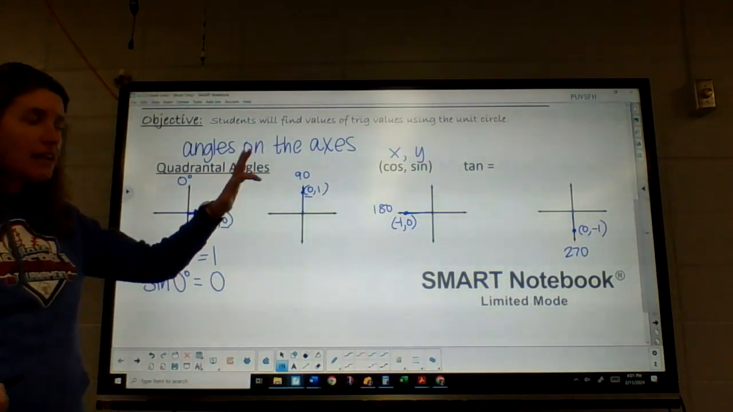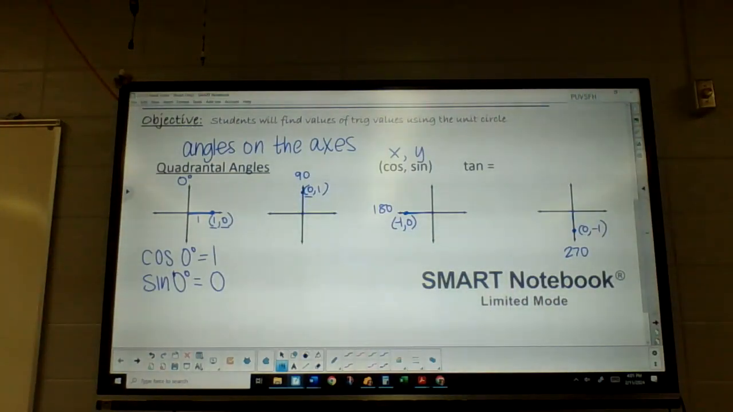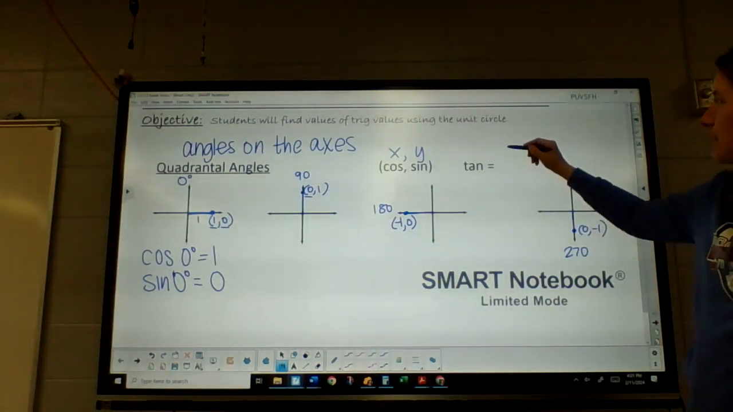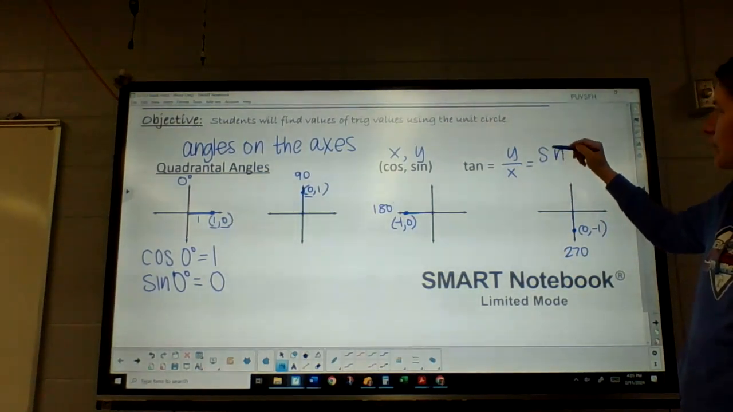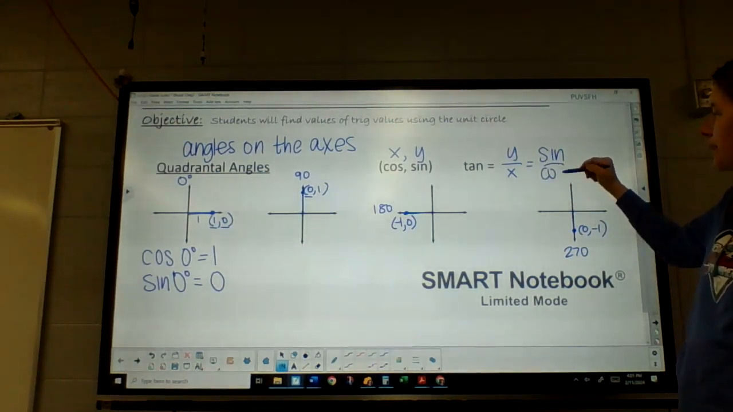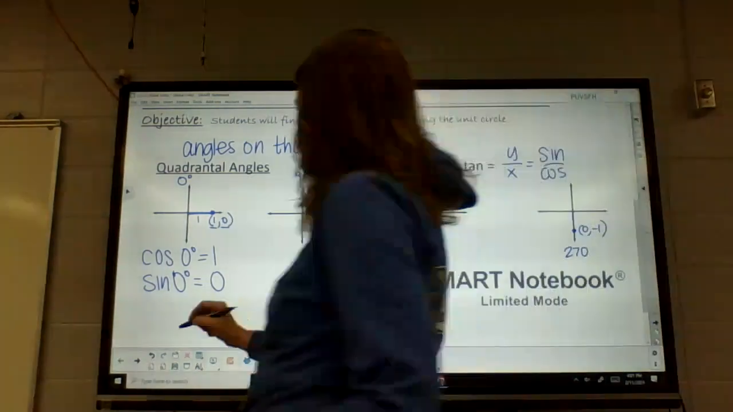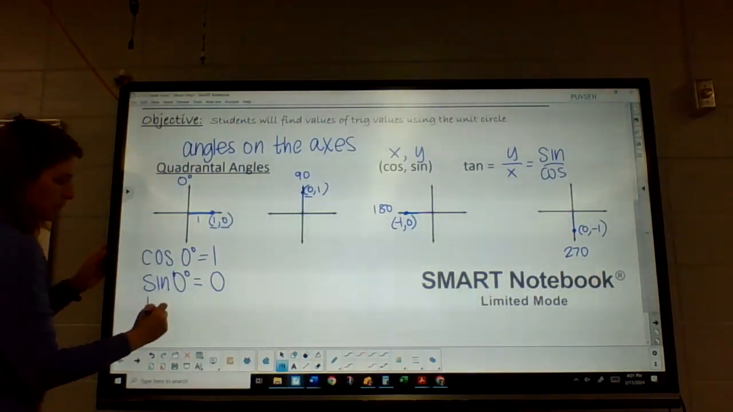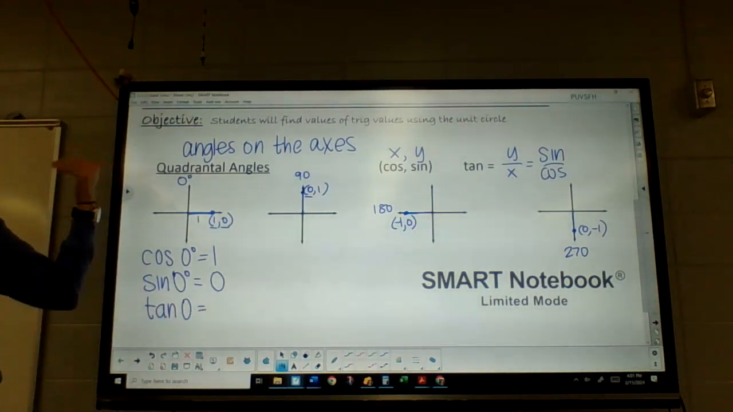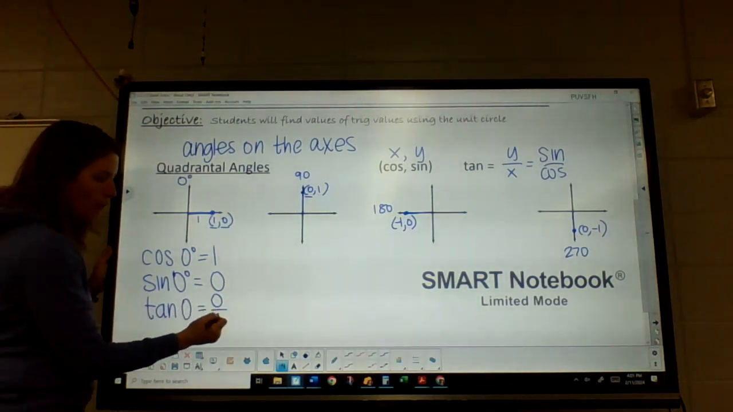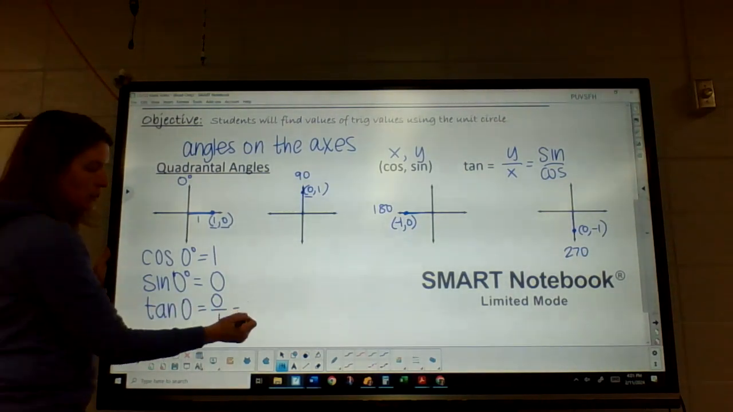Now, the one that's kind of strange is tangent. So tangent is basically the y over the x, or the sine over the cosine. So in this case, tangent of 0, again, it's going to be y over x, so it's going to be 0 over 1, and anything 0 divided by 1 is just going to be 0.